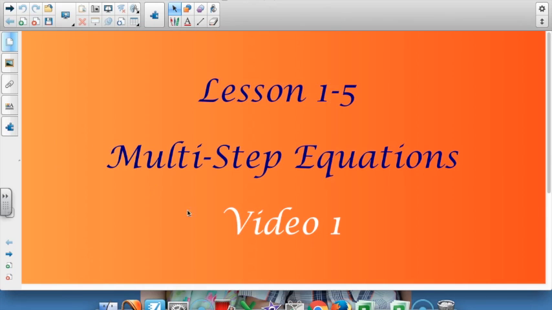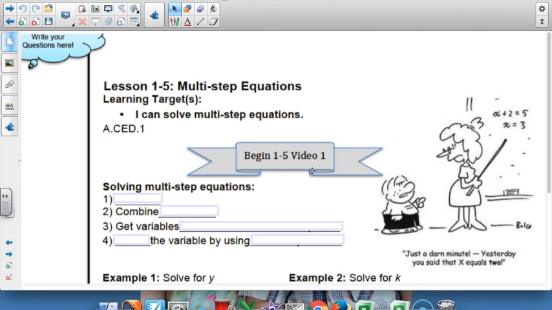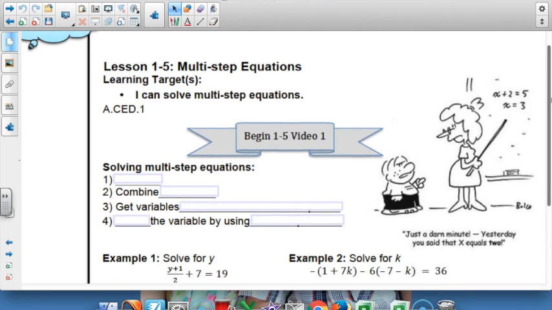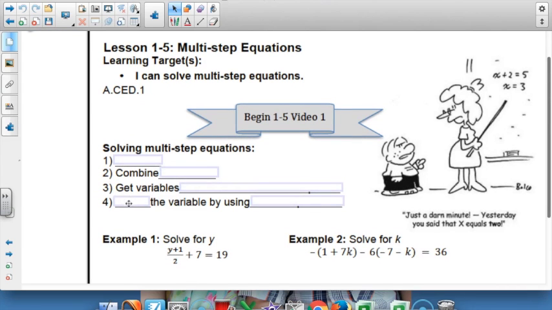You should be looking at video 1. So it should look like this with our silly little cartoon over here. And we're going to be working on multi-step equations. By multi-step, we just mean it takes more than just the 2 steps. It takes a little bit more work to get to your answer. We've given you a little step-by-step guide to what you should do to work through these.